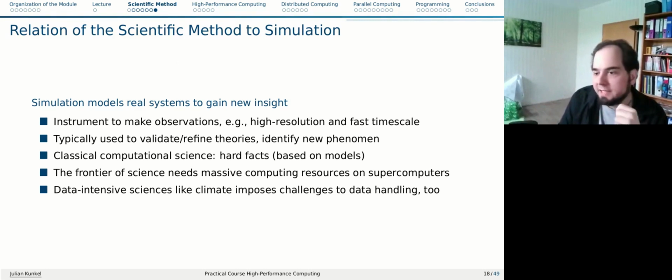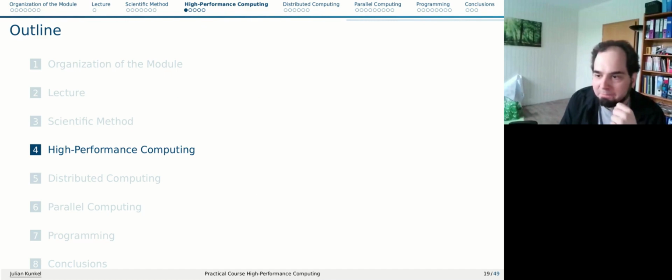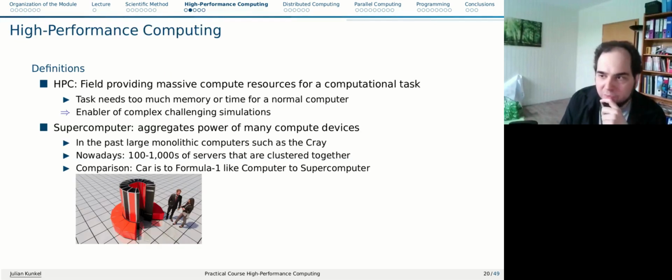Yeah, and data-intensive sciences like climate and this kind of instrument-driven observational data sciences impose other challenges to data handling, but they also fall into this category of computer-aided science, I would say. So now let's talk a bit about high-performance computing.